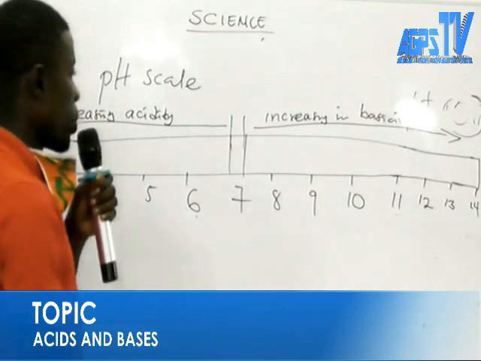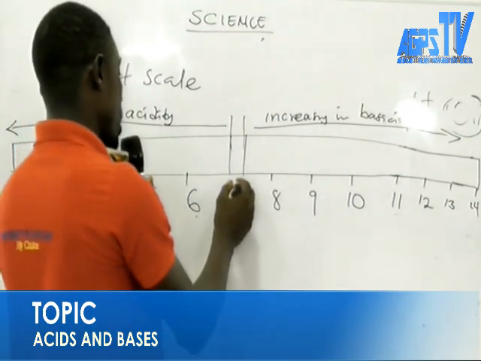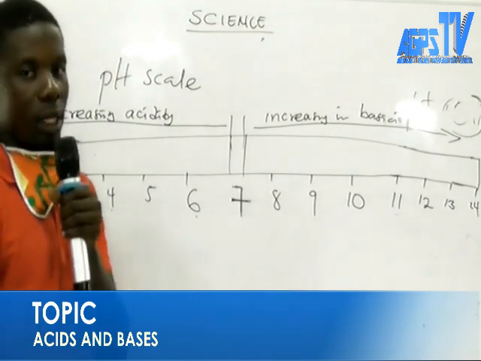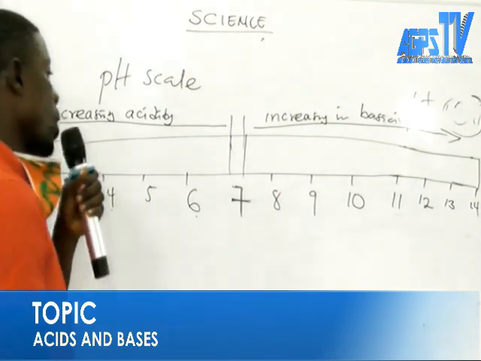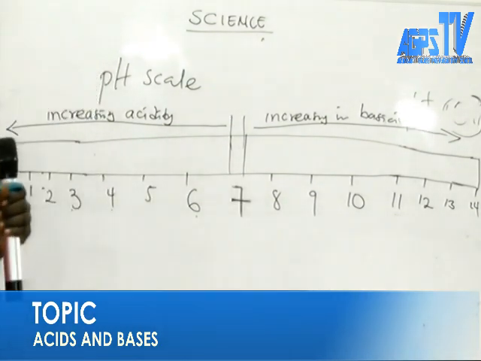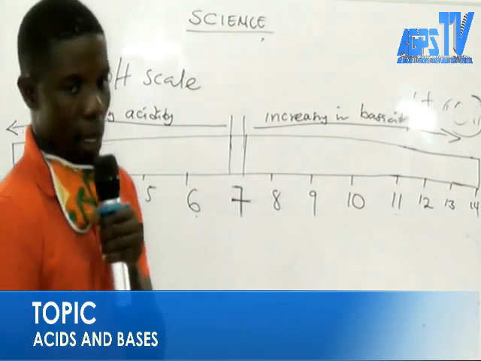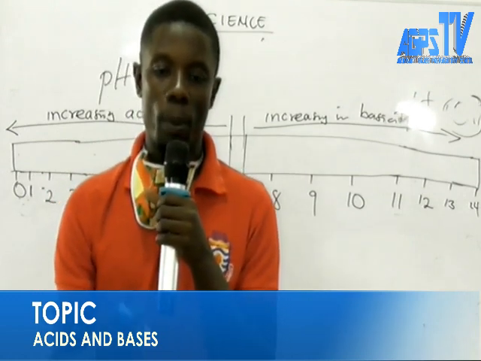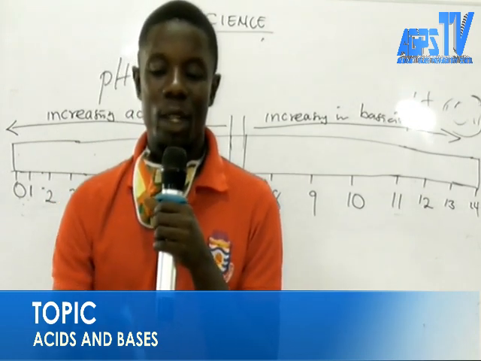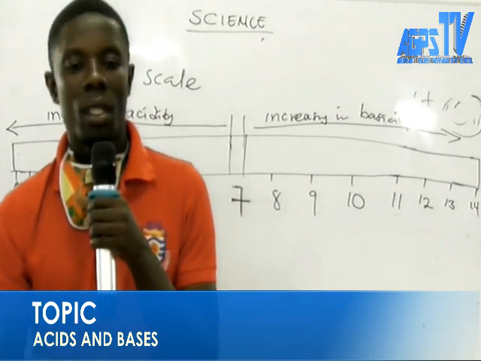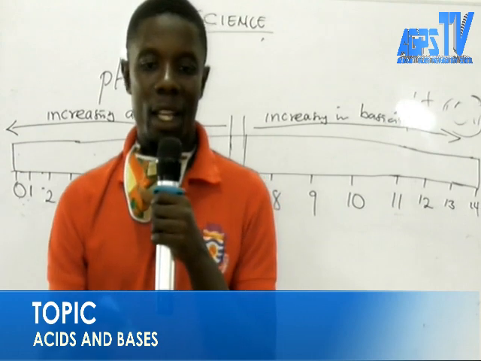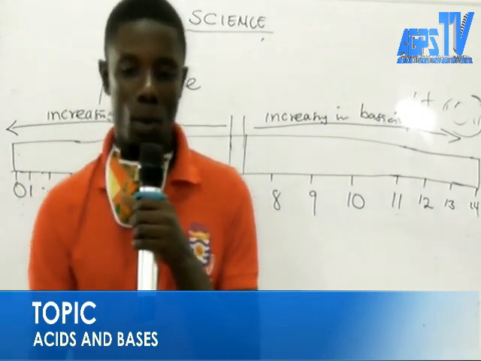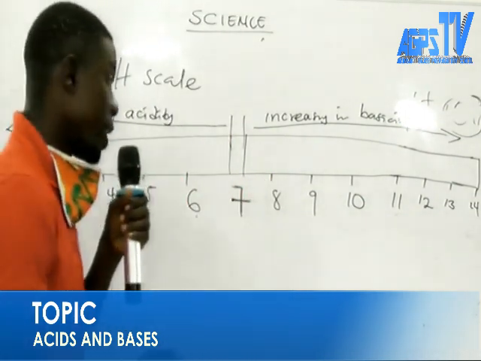Now, the next one, let's go to the base. So 7 is neutral. A typical example is water. Water has a pH of 7, which means that water is neutral to litmus paper. It means that if you put red litmus paper in water, the color will remain the same. At the same time, if you put blue litmus paper in water, its color will remain the same. There's no change in color. I want you to take note of that. So 7 is neutral.